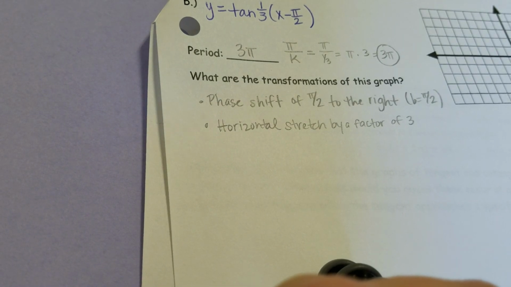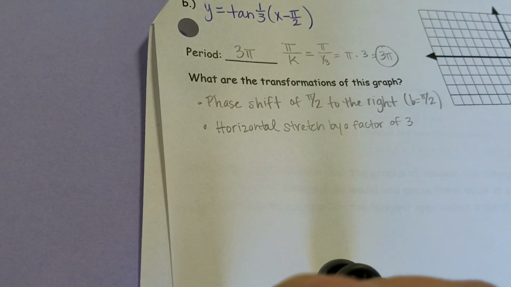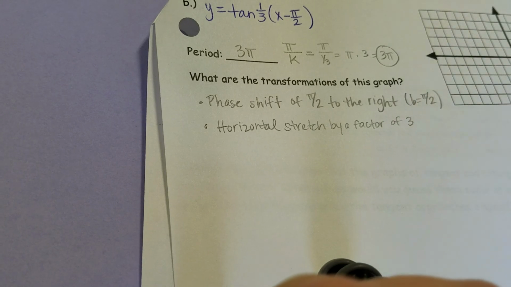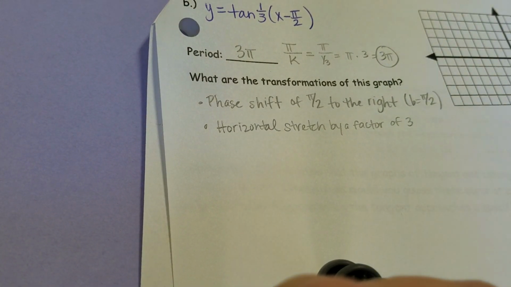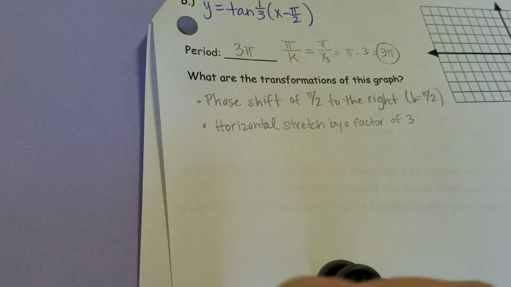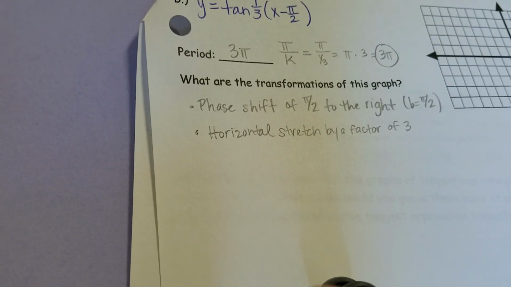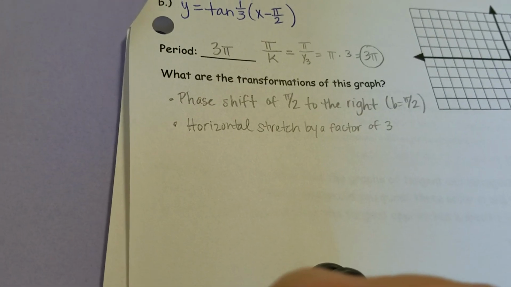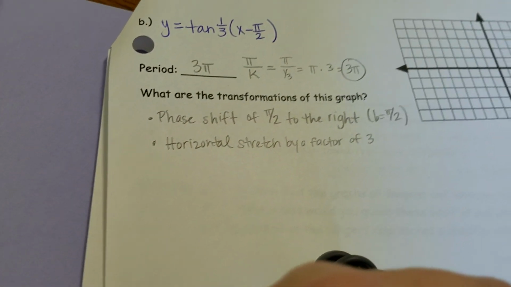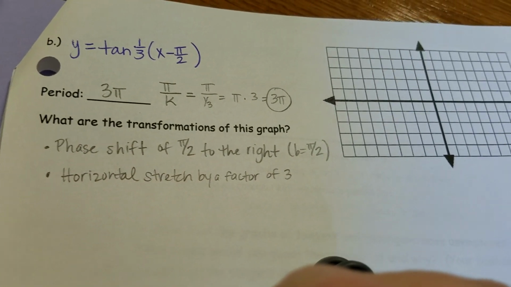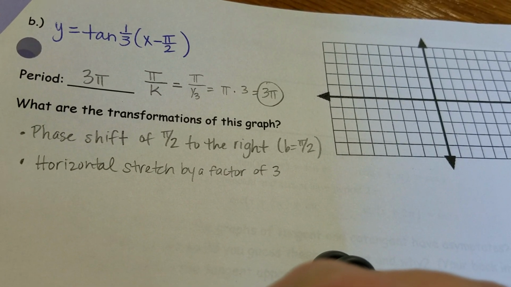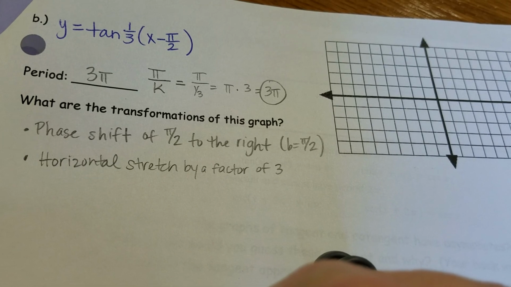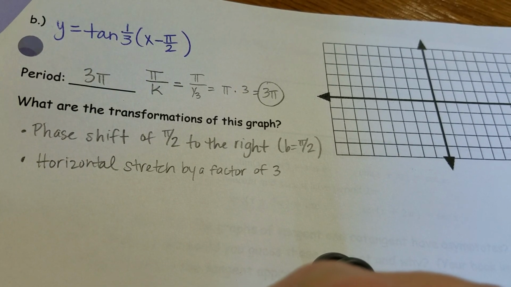Okay, and then you can do this a couple different ways. You can either plug in values and plot those points. You will get some decimals depending on what you plug in. But really you want to find what your key points are. So for this one, our phase shift is pi over 2, so a smart thing to go by on our graph would be pi over 2.